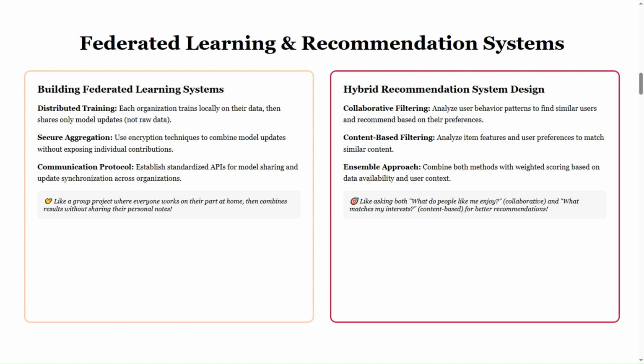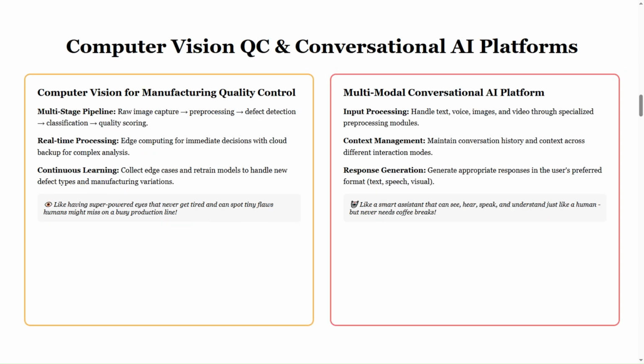Ensemble approach. Combine both methods with weighted scoring based on data availability and user context. Like asking both, what do people like me enjoy? And what matches my interests? For better recommendations. Computer vision for manufacturing quality control.